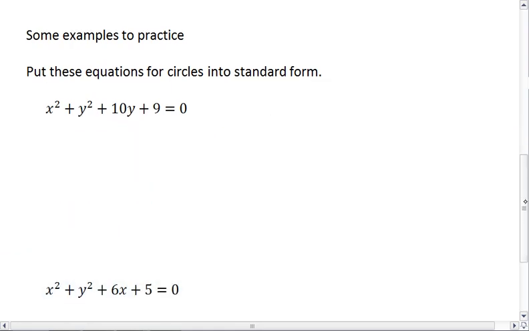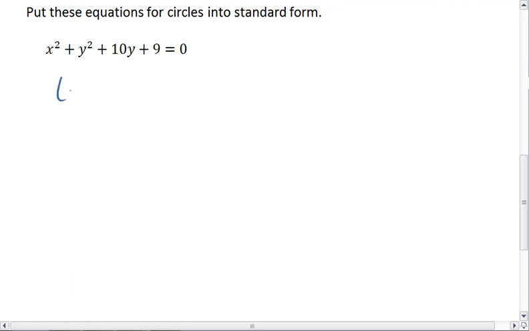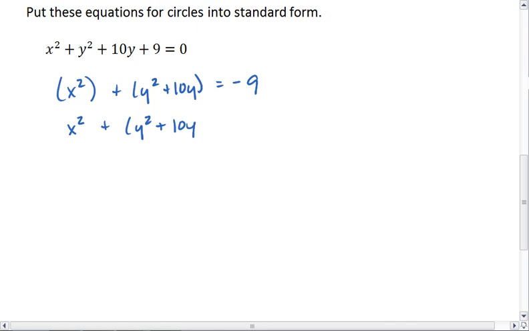Let's focus just on this first one, which we want to put into the standard form for a circle. Again, I prefer to group my terms together, and then to put everything else on the right hand side. The x squared is fine, we don't need to do anything with that. However, 10 divided by 2 is 5, and that squared is 25.